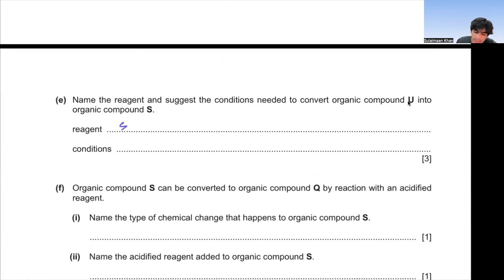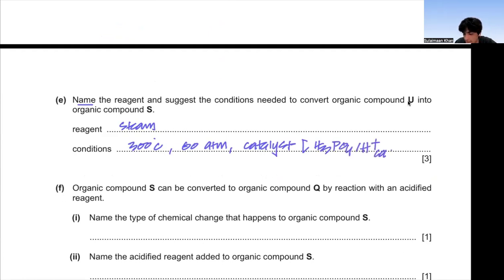What's the reagent? The reagent is steam. You're not going to write H2O gas. Why shouldn't I write H2O gas? Because he's saying write the name, don't write the formula. And what are the conditions? 300 degrees Celsius, 60 atmospheres, and a catalyst. And what is that catalyst for us? For us, it's acidified aqueous phosphoric acid. Slash H plus means acidified. Done. The reagent is not hydration, that's the addition reaction.